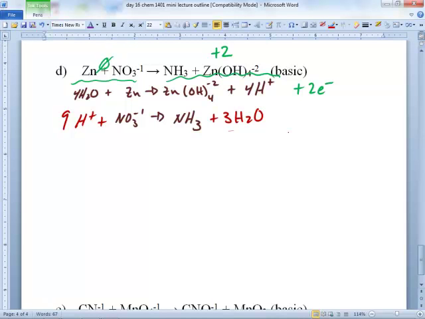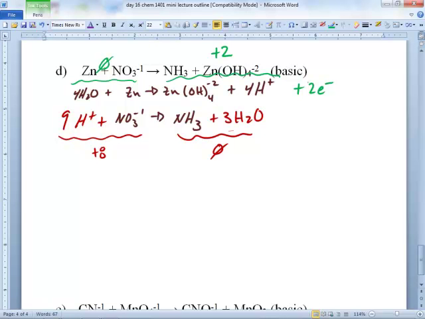David, we have to balance the charge by adding electrons to the most positive side. Okay, what's the charge on this side? Positive 8. You see how he got it? 9 positives and a negative. Positive 8. And the product side, everybody? 0. Okay. So we're going to add how many electrons then, Jessica? And where?